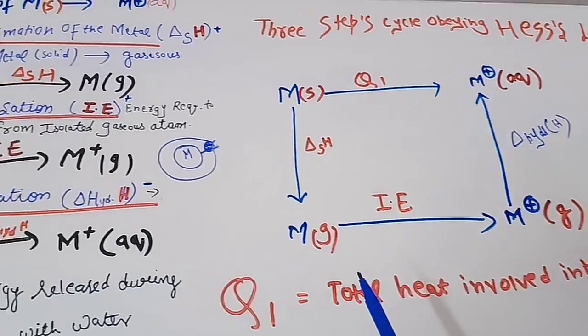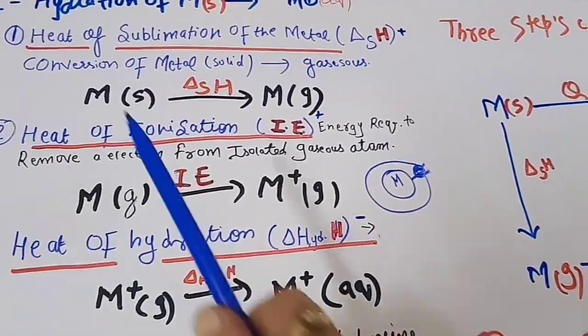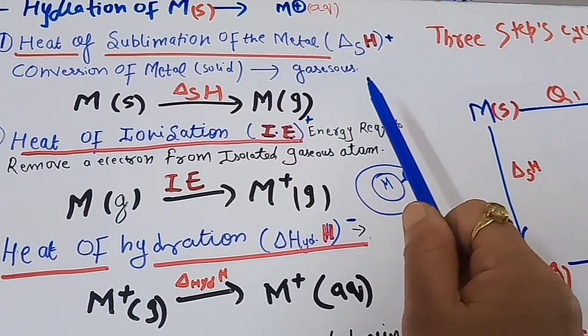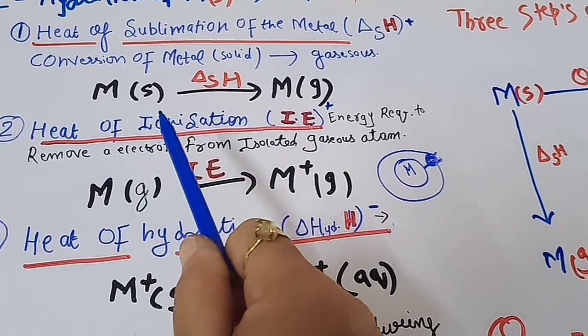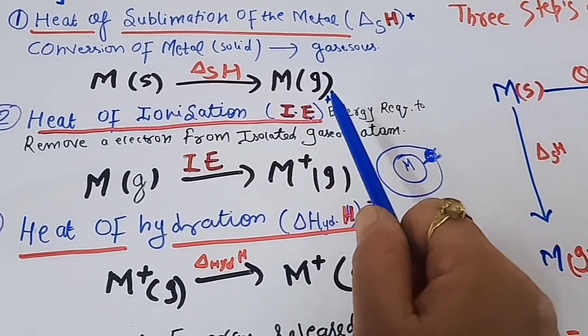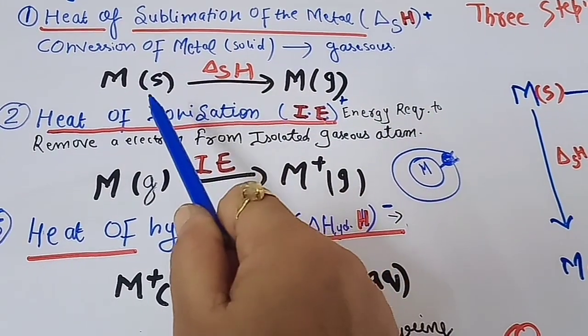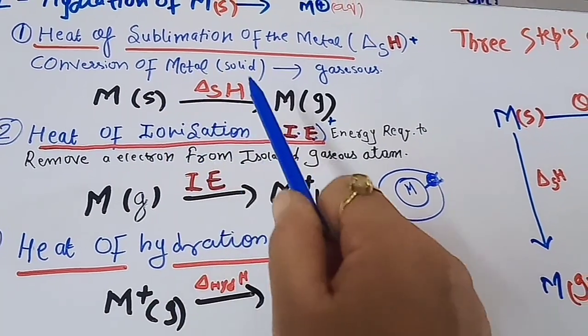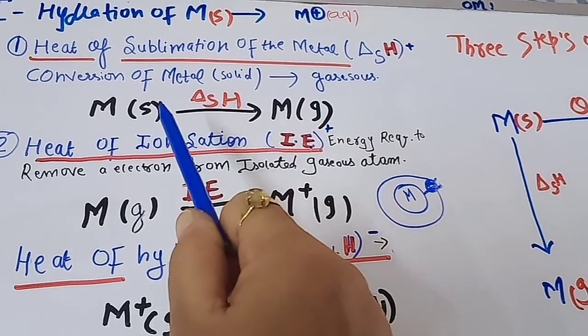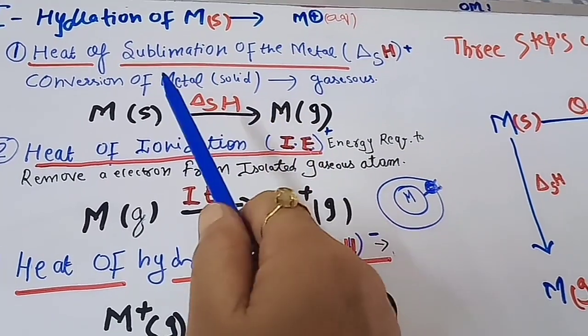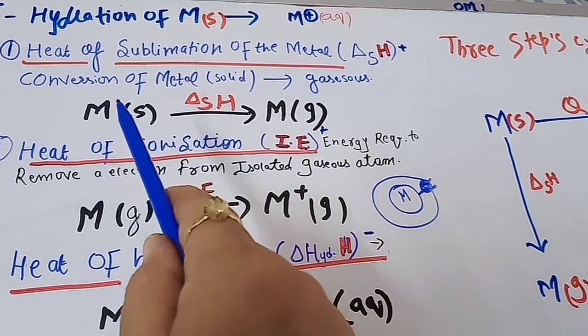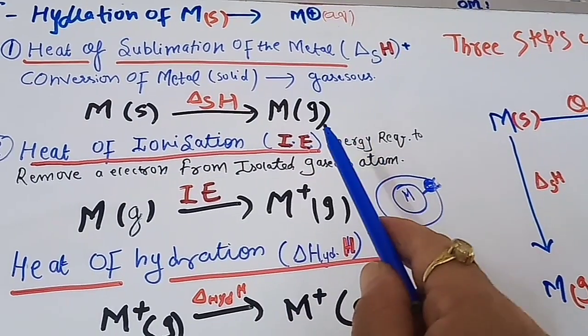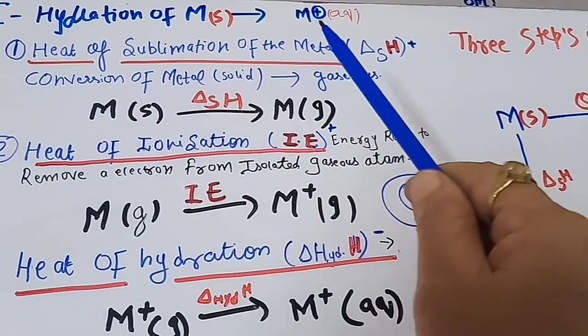the details. So the first step is the heat of sublimation of the metal. Means we can say that the solid metal gets converted into the gaseous state. So the amount of heat involved to convert this solid metal to the gaseous state is termed the sublimation. Means the amount of heat required to convert the solid metal into the gaseous metal. This is known as the heat of sublimation.